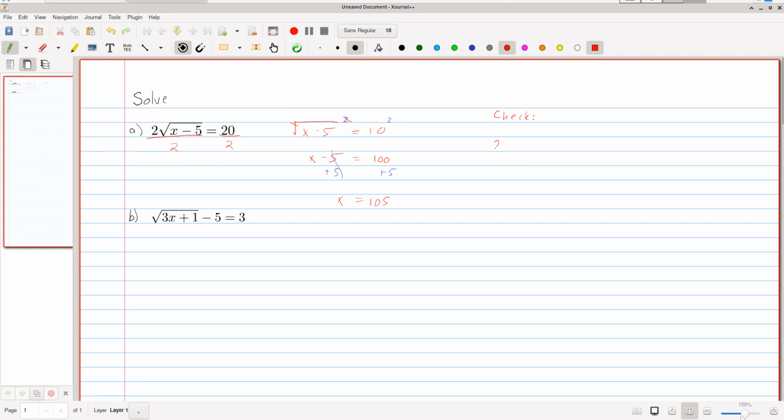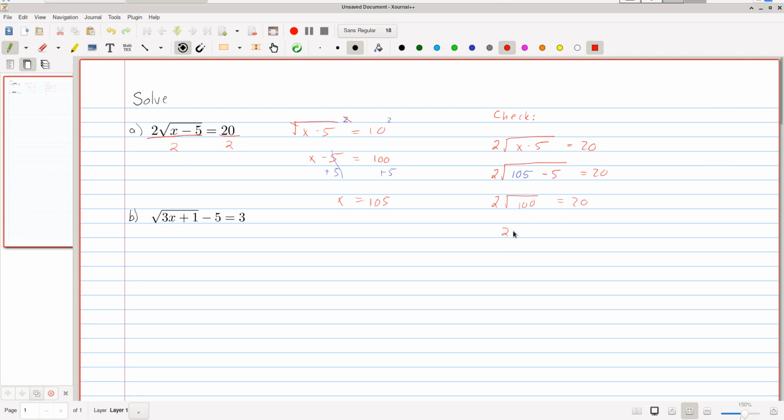So I'm going to take the original equation, 2 radical x minus 5 equals 20, and I'm going to replace every x that we see with 105 and see if this works. So this is 2 radical 105, that was my x value, minus 5 equals 20. And now I'm going to evaluate what's inside the radical first. So we get 2 radical 100 equals 20.